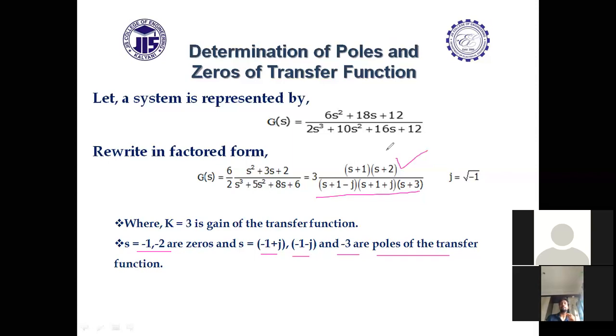Until and unless pole locations are determined, we won't be able to analyze a particular control system. We won't be able to design a controller and compensator for a particular control system to obtain the desired response. So that is why this calculation of pole zero gain is very important to analyze a particular control system. Okay, let us move to the next slide.